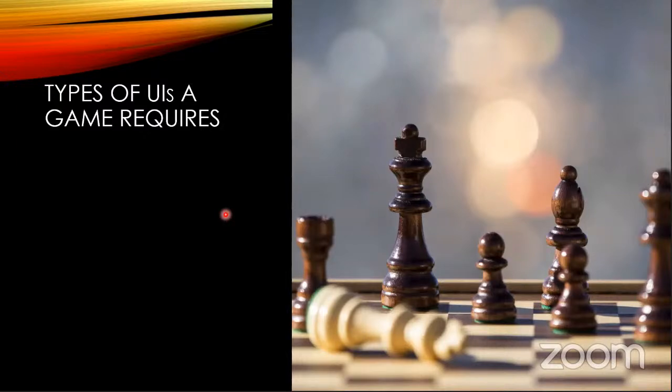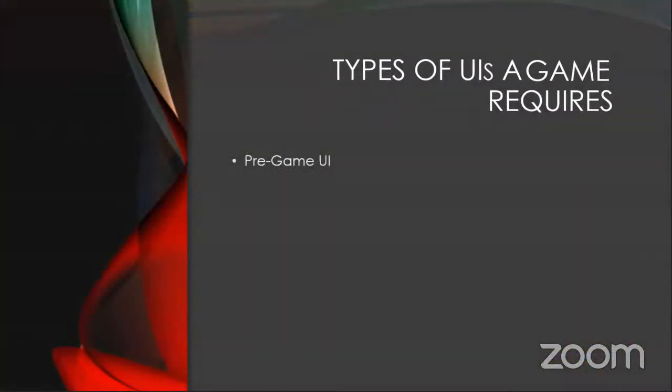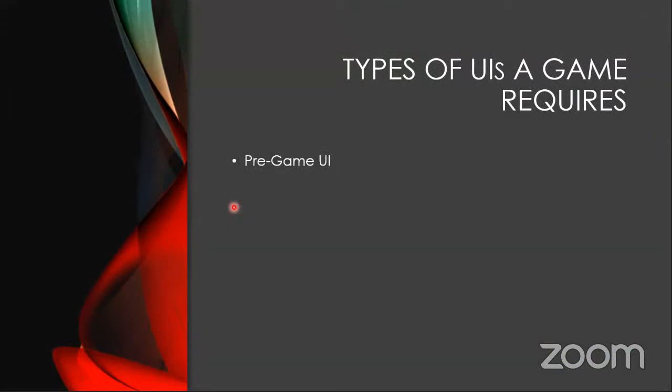So there's a thing called pre-game UI. That's the UI that appears for the user in the very beginning of any game, which tells the user what the game is about, how to start it, if you want to see the credits and so on. So that's called a pre-game UI. Then when I hit play, what should be there?